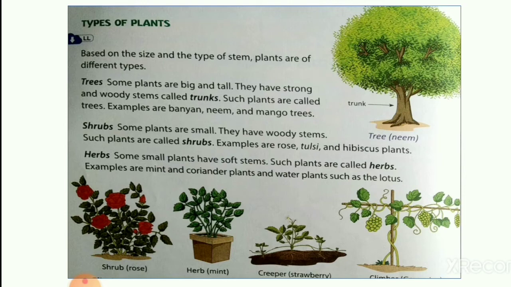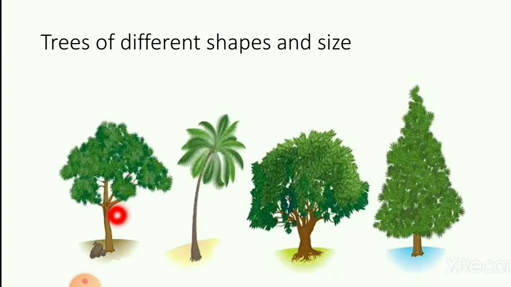Some plants are big and tall. They have strong and woody stems called trunks. So there are many plants which are very big and very tall. They have very strong woody stems. Here you can see, what is this? These are all stems, and here this one is the strongest and woodiest stem. It is called trunk. What is it called? Trunk. In the last picture, here you can see this is trunk.